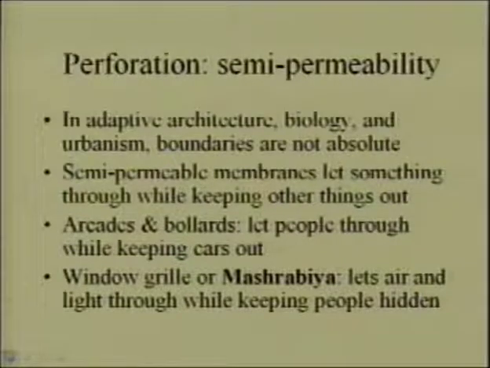A lovely semi-permeable membrane is a mashrabiya, used as the window grill in traditional Islamic architecture. Usually made out of wood, a perforated screen, it lets air and light through while keeping people hidden from the outside. Because of the light conditions, if you're inside the house, you can go up to it and look outside, but somebody on the street cannot see who's behind the mashrabiya. So something that arose from strictly a cultural requirement in the Islamic culture is a wonderful semi-permeable membrane.